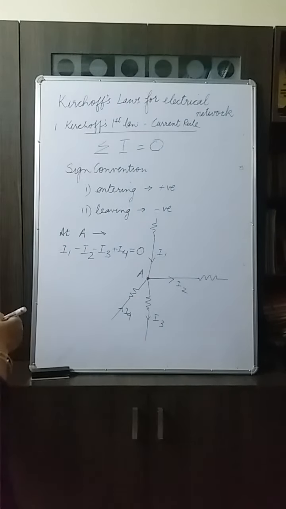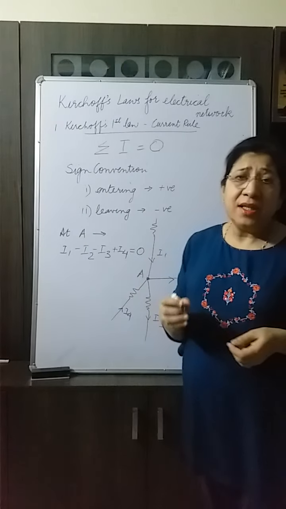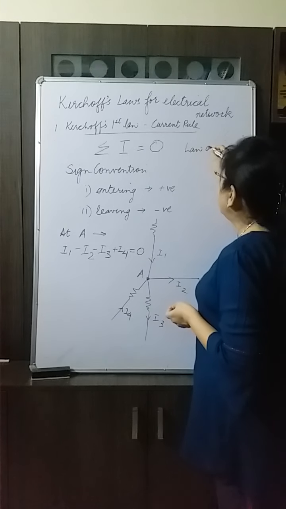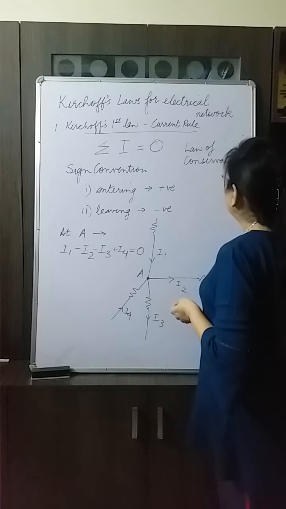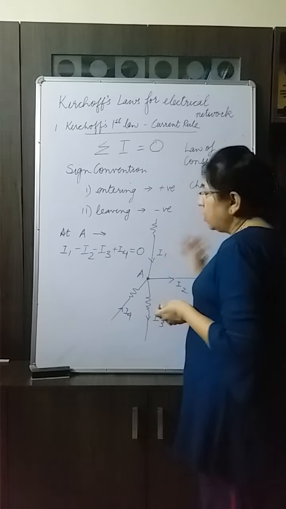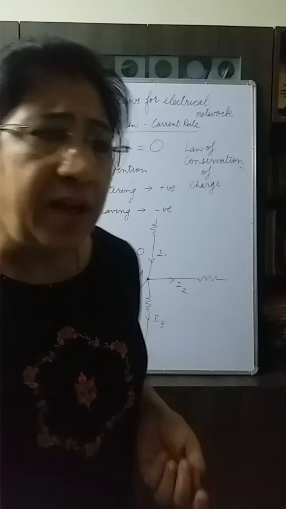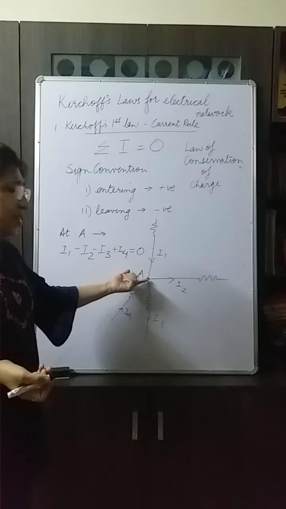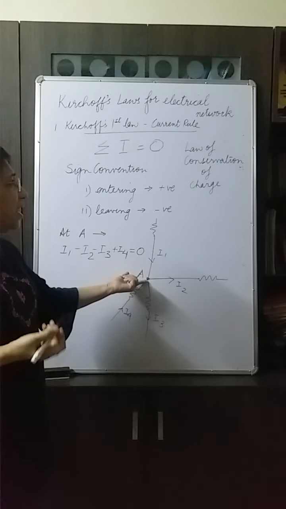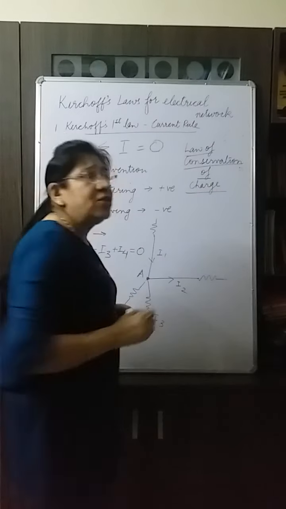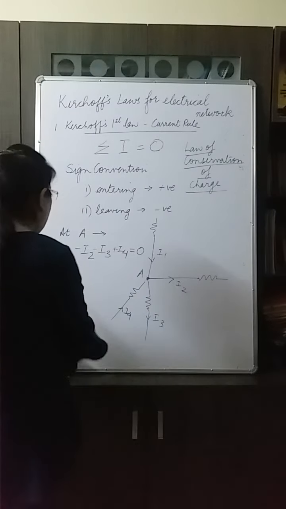This law is based on the law of conservation of charge. Why charge? Because current is the flow of charge. Here we are taking the algebraic sum of the currents at a junction as 0. So we can say this is based on the law of conservation of charge. Let us move to the second law.